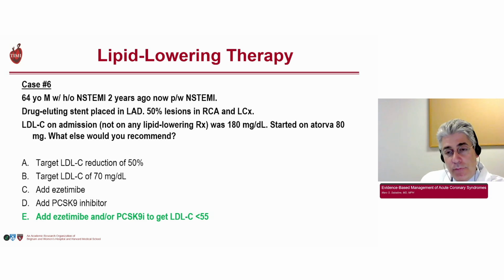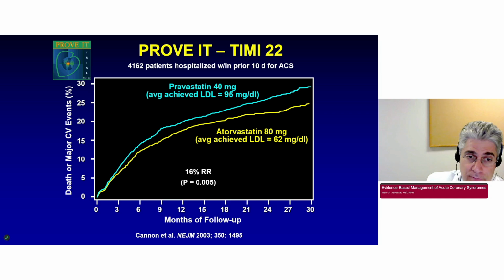Their LDL is 180. You're going to put them on a high-intensity statin. That will get you about a 50% reduction. That'll get them down to 90 milligrams per deciliter, roughly. But that's not good enough. We need to get them lower, which means they need something in addition.